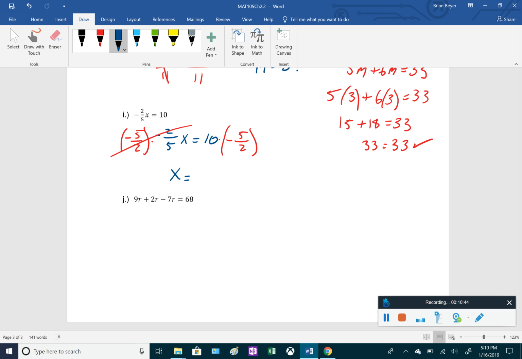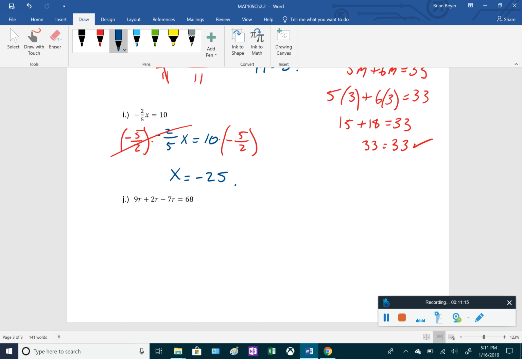So negative 5 over 2 times 10 is going to be, I'm going to actually simplify this a little bit differently. I'm going to do 10 divided by 2 is 5. So that's going to be 5 times negative 5, so negative 25. So if you're not comfortable doing that in one big swoop, you could do 10 times negative 5, which is negative 50, and then divide it by 2, which is negative 25. So hopefully that made sense.